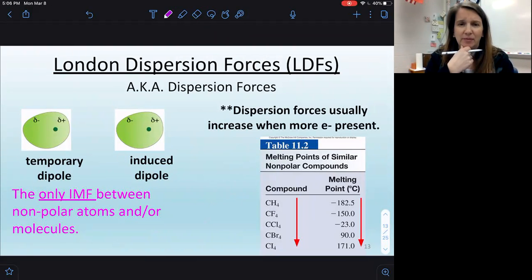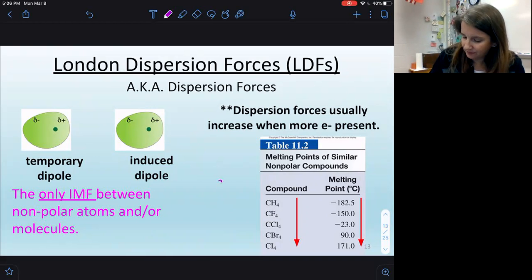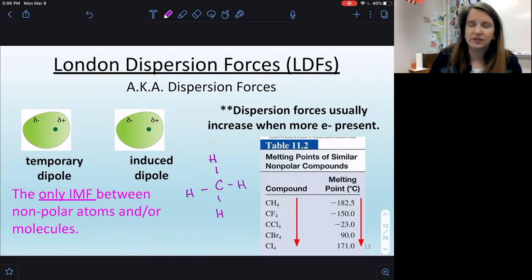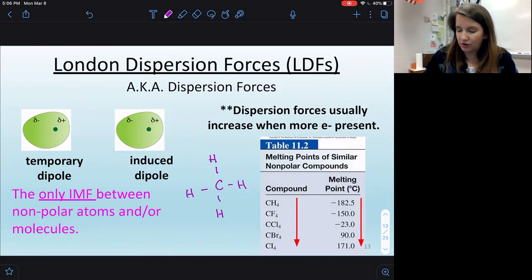So first, let's talk about the weakest, London dispersion force. These are the weakest intermolecular forces that you can find in covalent molecules. Now, these types of forces are going to be found between nonpolar molecules, and here's why. We know that nonpolar means that the electrons are shared equally. So for example, if we have methane, which is CH4, we know that this is a nonpolar molecule because all of the ends are the same. There's an equal balance of electrons amongst all of those bonds.